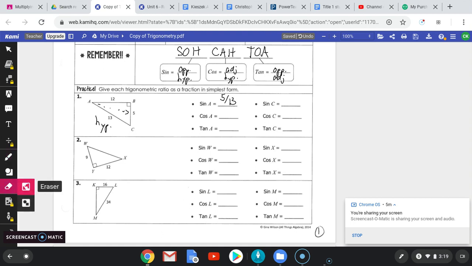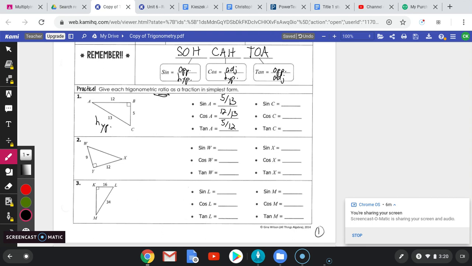All right, let's look at now cosine of A. Sorry, we were still looking at A. So A is the side that's adjacent, the side that makes up angle A, which is 12, over the hypotenuse. And then tangent will be 5 over 12. And that's it. You're not solving for anything, at least right now. We're just finding the ratio, as it says here, give each trig ratio.